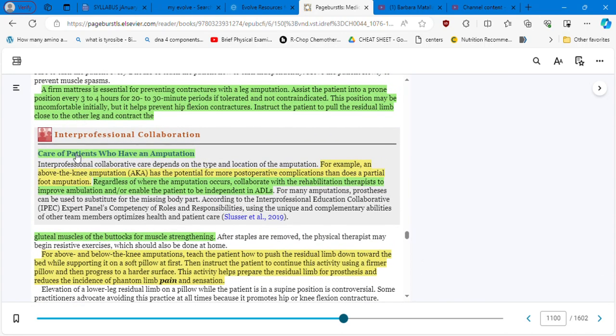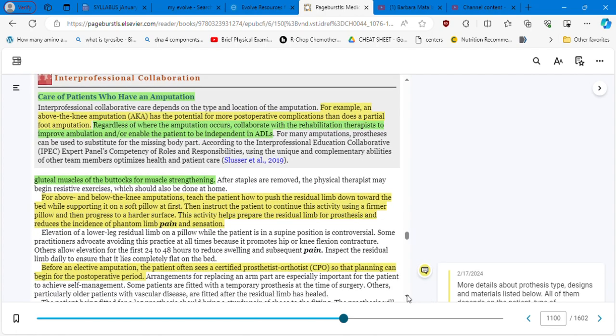Here is another box with care of patients who have an amputation. For example, an above the knee amputation has the potential for more postoperative complications than does a partial foot amputation. Regardless of where the amputation occurs, collaborate with the rehabilitation therapist to improve ambulation and or enable the patient to be independent in ADL. So we continue with above and below the knee amputation.